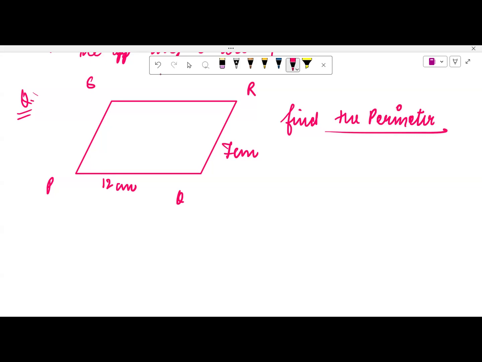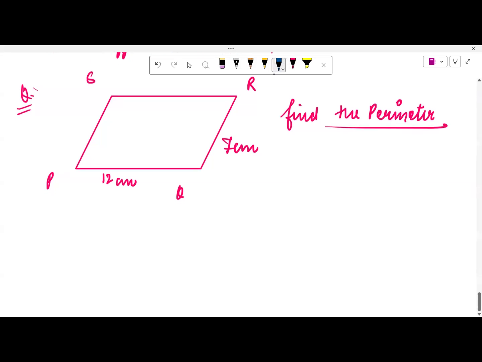Ma'am, 38 centimeter. 38. Okay, what about others? 38. Okay, so how did you all get 38? Basically, if this side is 12 centimeters, so this will also be 12 centimeter. And if this is 7, so this one will also be 7 centimeter. So you can find the answer as 12 plus 7 plus 7, 24 plus 14, 38. Okay, correct.